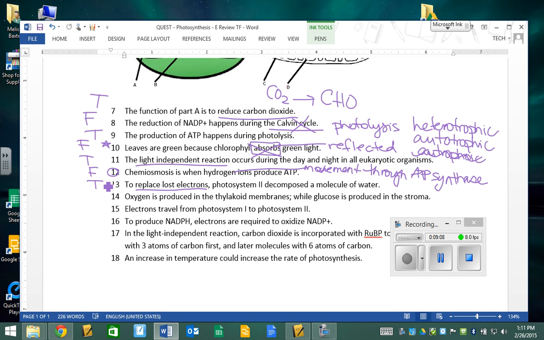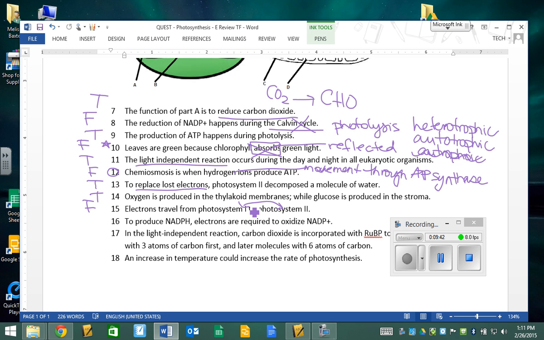For number 14, oxygen is produced in the thylakoid membranes while glucose is produced in the stroma. It's true. Oxygen happens during photolysis, part 1. Glucose comes from the Calvin-Benson cycle, part 2, and that's where they happen. Number 15, I just answered by talking about it earlier. It's the other way around. Electrons go from photosystem 2 to photosystem 1. So the second one comes first in the order of happening.